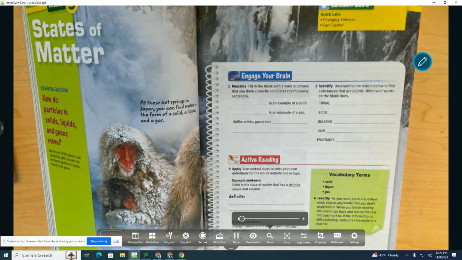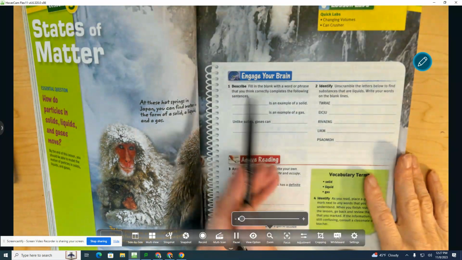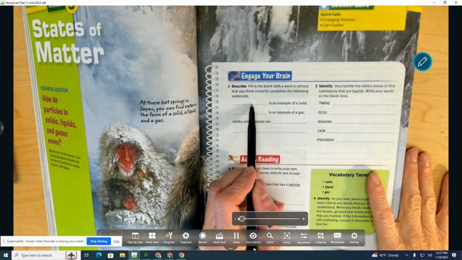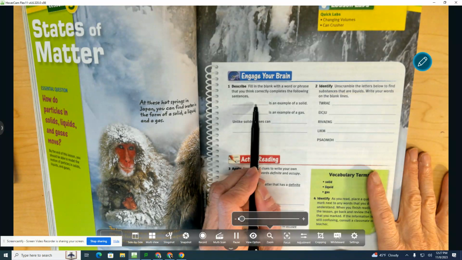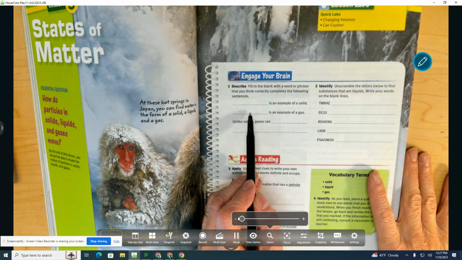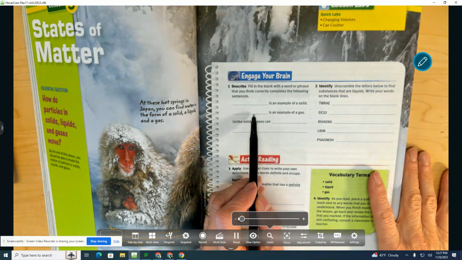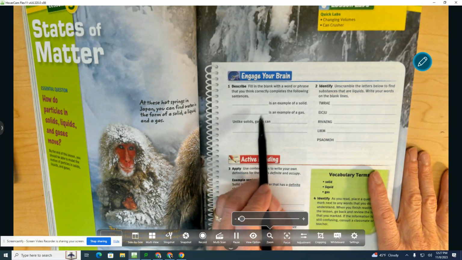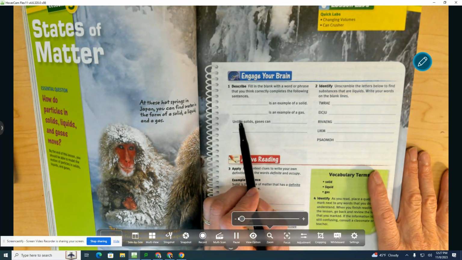So number 1 says, fill in the blank with a word or a phrase that you think correctly completes the following sentences. So you just have to give an example of a solid. It can be any solid that you can think of, okay? And then what would be an example of a gas? So think about what might we have around us that we really can't see, but we know it's there. So what is an example of a gas?